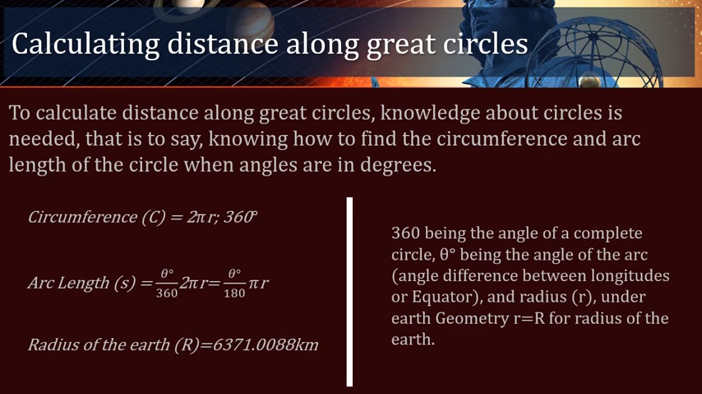360 is the angle of a complete circle. Theta degrees is the angle of the arc, or the angle difference between longitudes or along the equator. And radius, r. Under Earth geometry, r is equal to capital R, the radius of the Earth. So when you see a small r, we are going to replace it with 6371.0088 kilometers. That is along great circles.